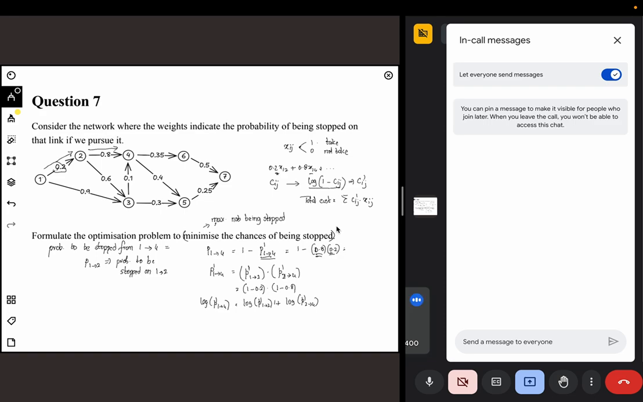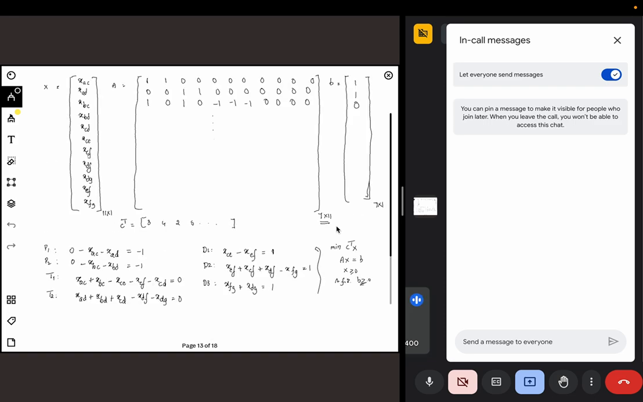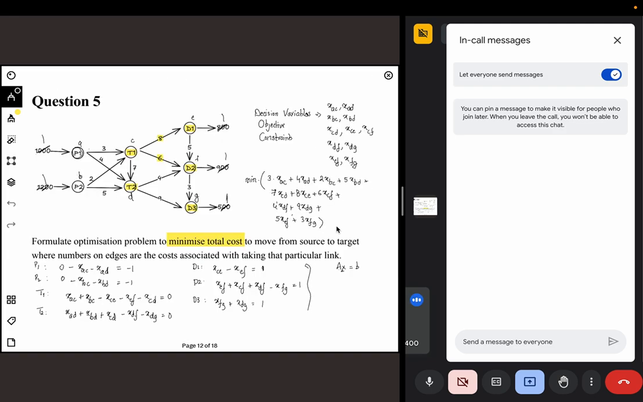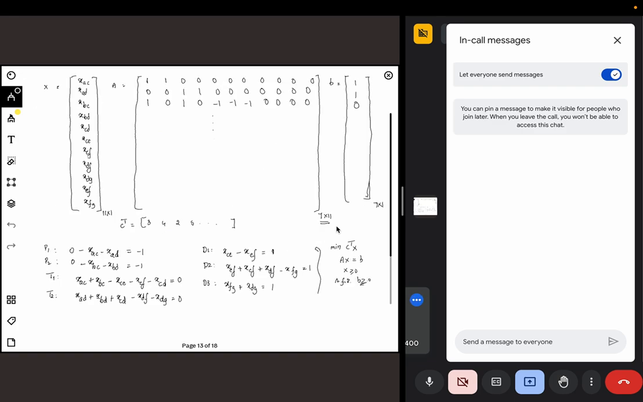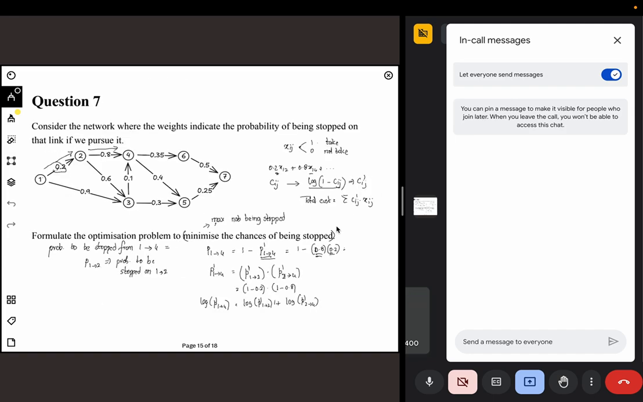Clear? Writing the equations is the same as what we have done before. You write down x11, x12, x13, all these variables, then you write this objective function, and then you write all the constraints. At every node, you write the same constraint, incoming equal to outgoing, except at the source and destination nodes. Then you write down the matrices like this. So I don't think I have to do that here, right? That part is clear.